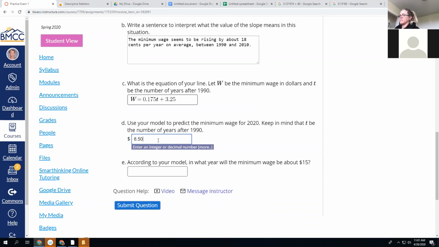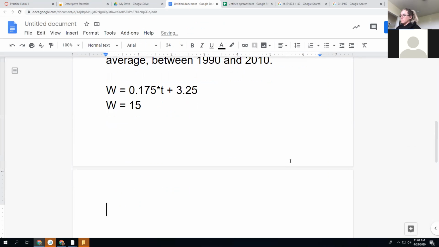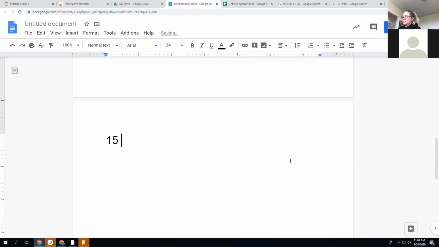The 0 doesn't matter, you could type it or not. And then when will it be $15? That's a bit harder. In that case, I need to solve an equation. So my equation was W equals 0.175 times T plus 3.25. And they say, okay, let W equal 15, figure out what T is. So putting that together, my equation is 15 equals 0.175 times T plus 3.25. Just a reminder, this is one of the few times we'll ever solve an equation in this class. We do hardly any algebra in general, mostly just calculations, arithmetic stuff.